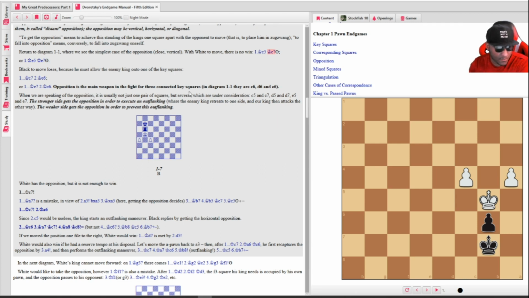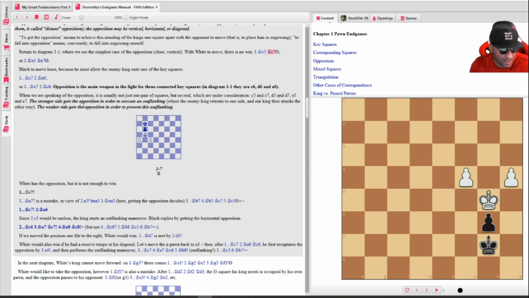Opposition is the main weapon for three connected. This is 1-7. So, okay, this one's different. Here we go. When we are speaking of opposition, it is usually not just one pair of squares, but several, which are under consideration. You got C5, C7, D5, D7, E5, E7.